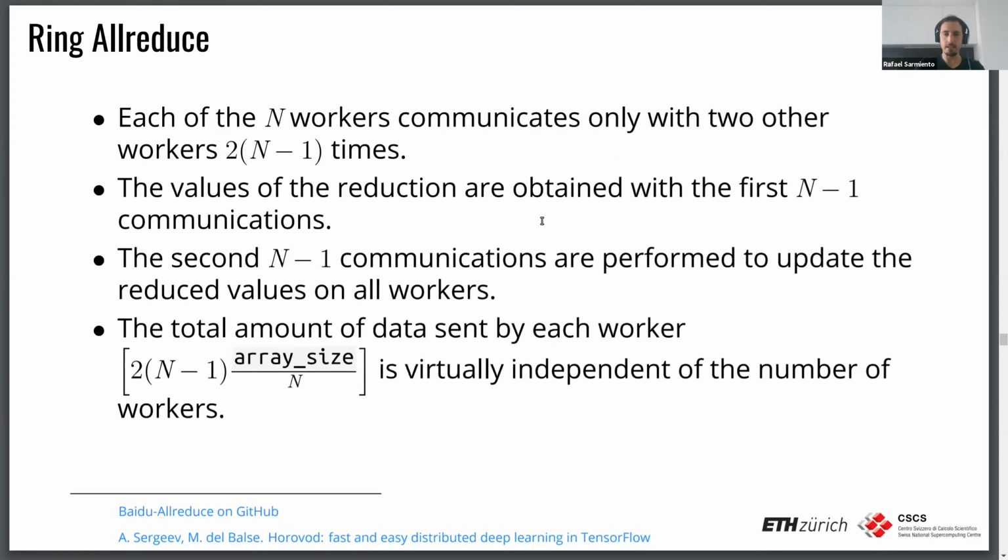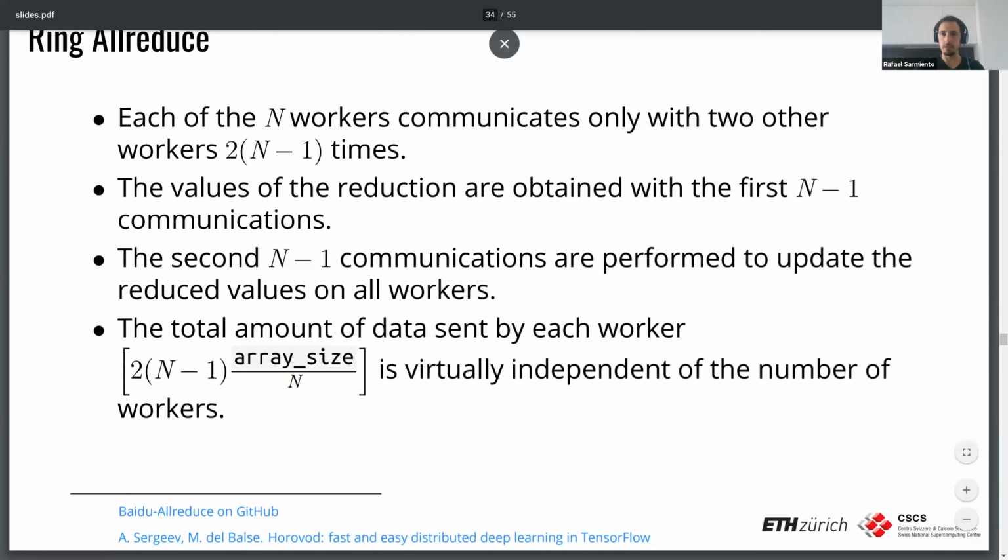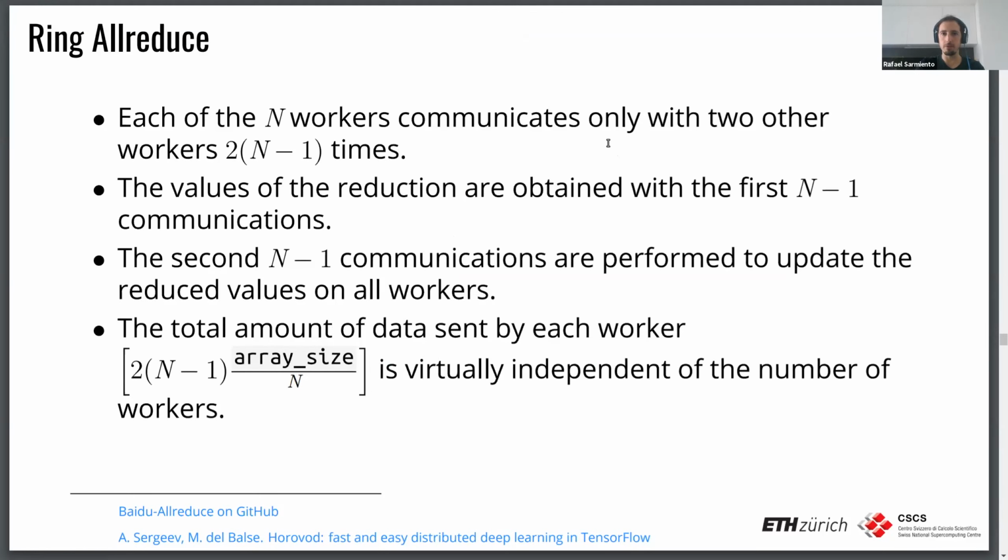In general, in the general case for n workers, there are 2 times n plus n-1 communications. n-1 are sums, and n-1 are the sends only. Okay. And a nice thing here of the ring allreduce is that the total amount of data sent by each worker is virtually independent of the number of workers.